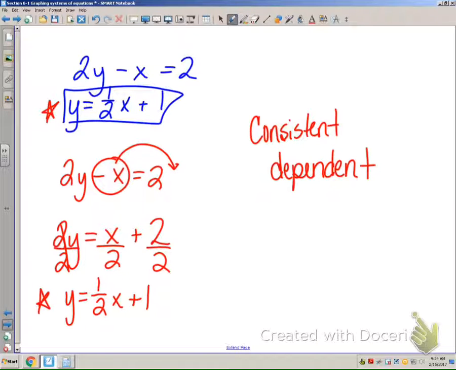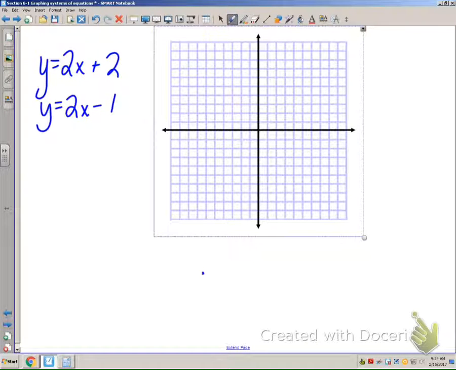Okay, let's try another one. y equals 2x plus 2 and y equals 2x minus 1. Now, I could go ahead and plot these, and we will. But before I even plot them, I know that they have the same slope and different y-intercepts.